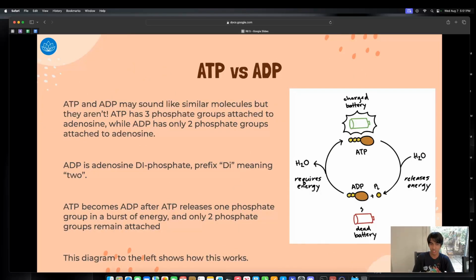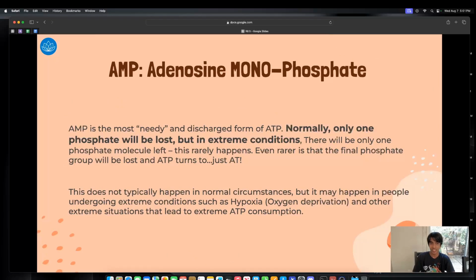Okay, let's move on. So AMP is adenosine monophosphate. So AMP is the most needy and discharged form of ATP. Normally only 1 phosphate group will be lost, but in extreme conditions there will be only 1 phosphate group left. This rarely happens. Even rarer is that the final phosphate group will be lost and ATP turns to just A.